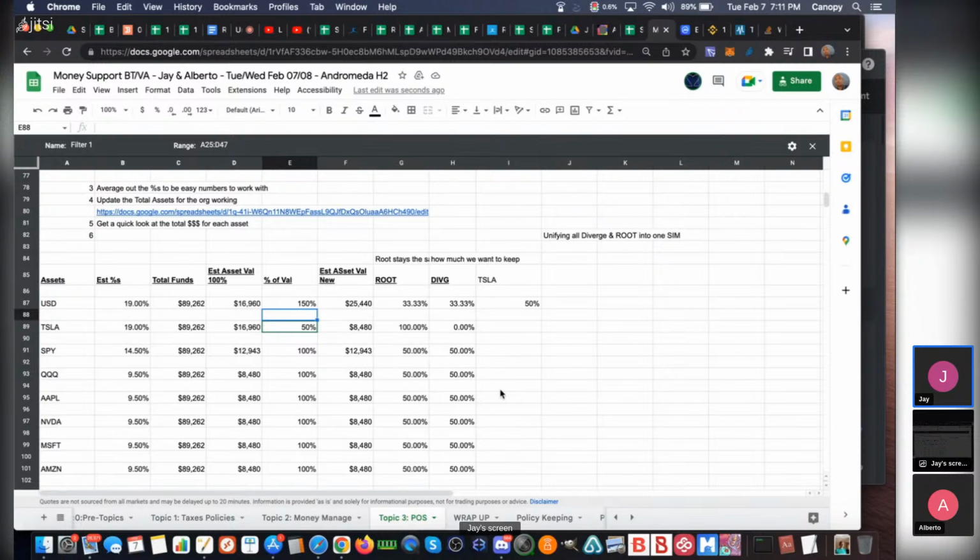That make sense? Yeah. And then we're documenting that 50% of the Tesla stock is now in US dollars, and that's column I. And now it automatically changes that the total percentage of root and diverge is now 33% and 33%. Based on, wait, let me see here. Root should have, root is, yeah, that's correct.